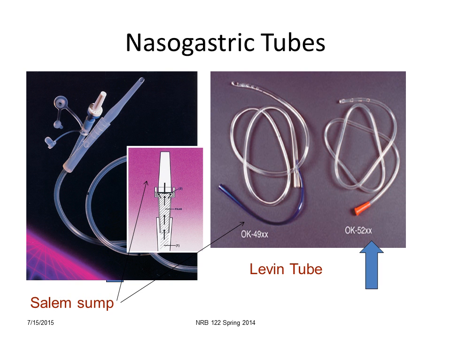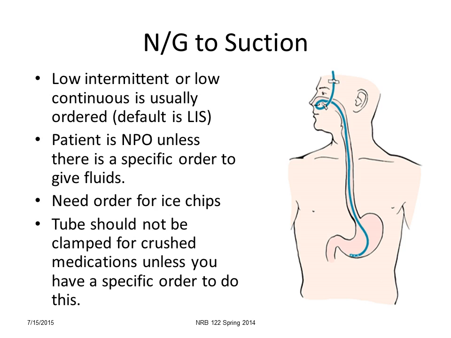Here's pictures of each one. As you can see, the Salem is very different. It's a double lumen tube. It's a little fancier. The Levine tube is a straight single lumen tube. These come in sizes, and typically the size that we use for most patients is going to be between a 14 and an 18.